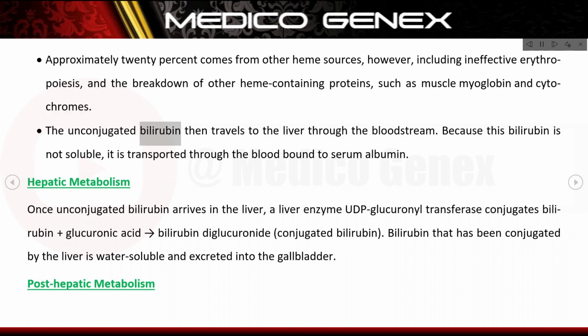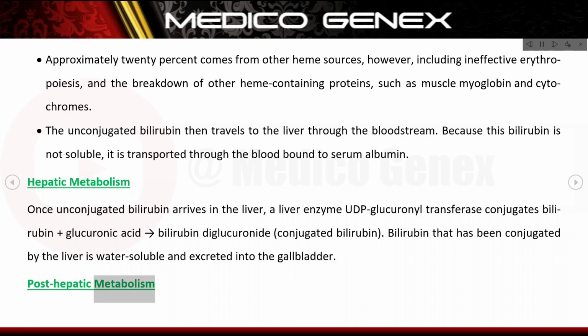The unconjugated bilirubin then travels to the liver through the bloodstream. Because this bilirubin is not soluble, it is transported through the blood bound to serum albumin. Hepatic metabolism. Once unconjugated bilirubin arrives in the liver, a liver enzyme, UDP-glucuronyl transferase, conjugates bilirubin plus glucuronic acid into bilirubin diglucuronide, conjugated bilirubin. Bilirubin that has been conjugated by the liver is water-soluble and excreted into the gallbladder.